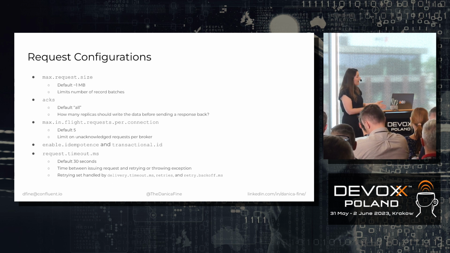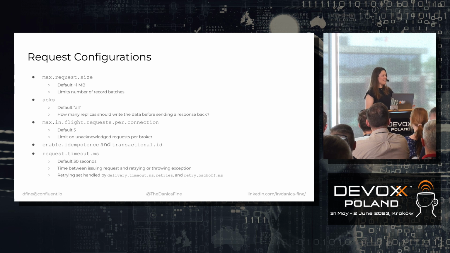Okay, so ACKs answers the question, how many replicas should we safely write this data to before we send a successful response back to the producer? Okay, the default is all of them, acks=all. We like that. We want our data to be stored. But you can throw caution to the wind. It really doesn't matter. You can set it to 0 or 1 if you really just want to move on with your life. Be wise about that. Okay? Think about that.